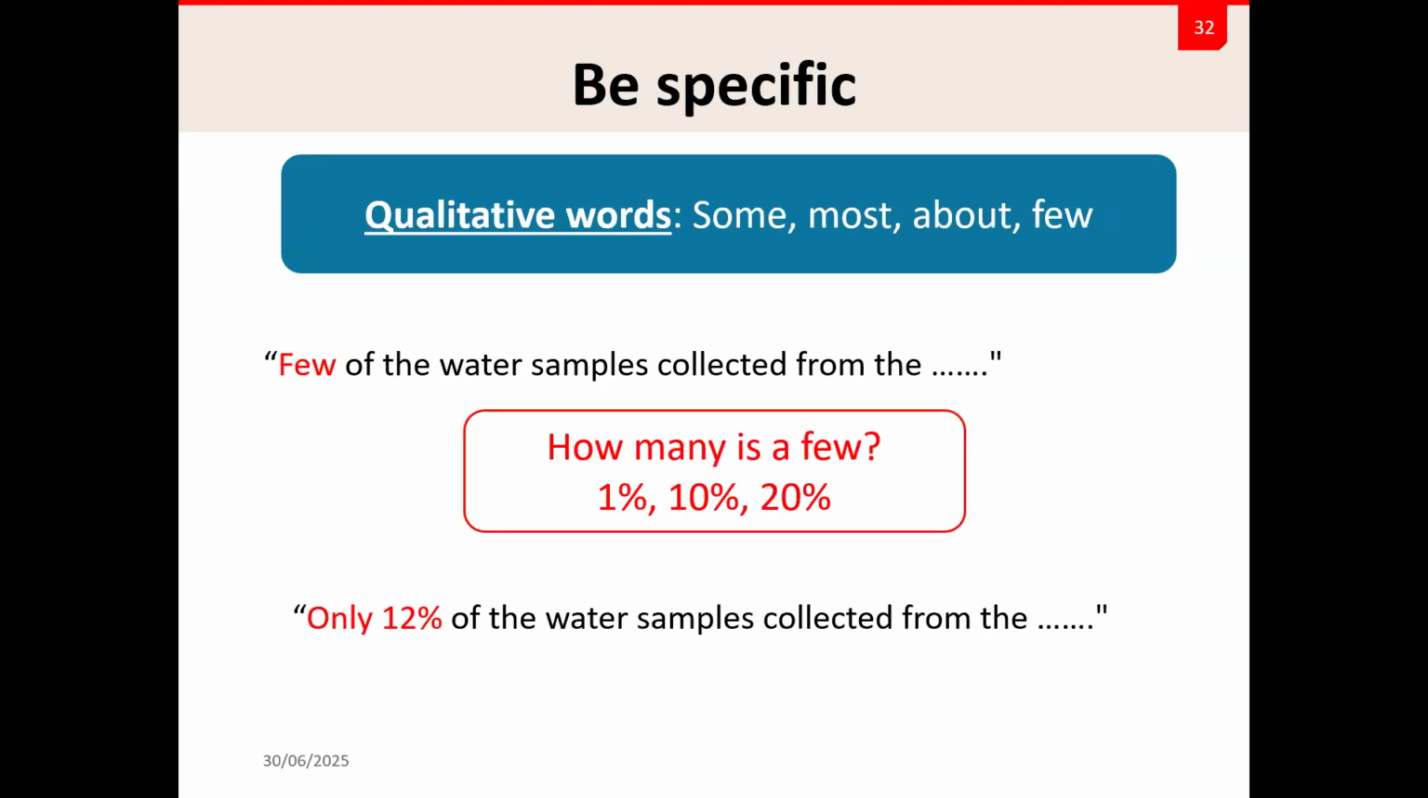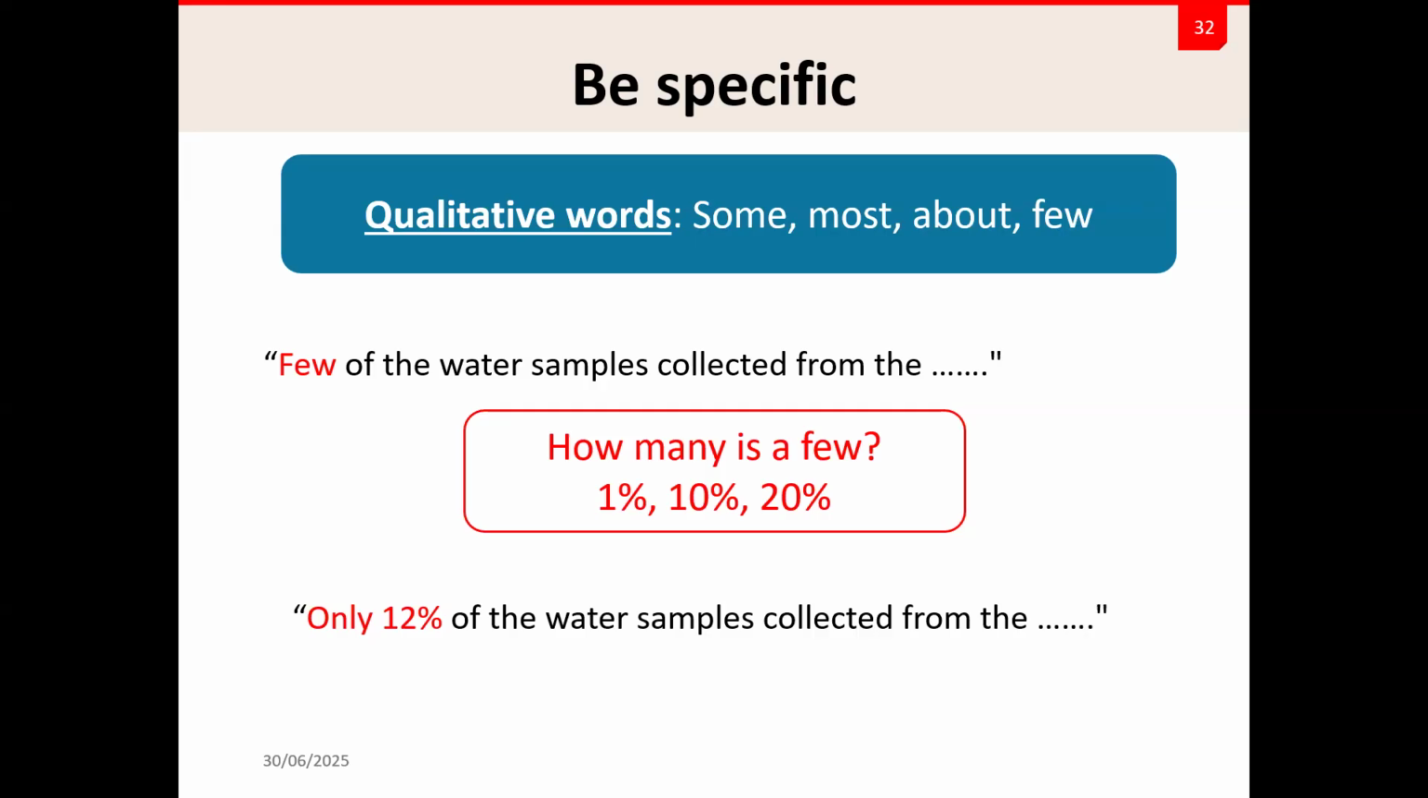On the other hand, quantitative words like some, most, about, few, these are considered vague words. When you write "a few of the water samples collected from maybe the Samanala area," how many is few? Be specific. Write about how many, what percentage: 10%, 5%, 20%? No, you need to write down only specific things.